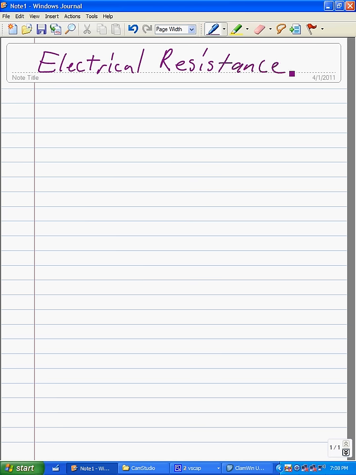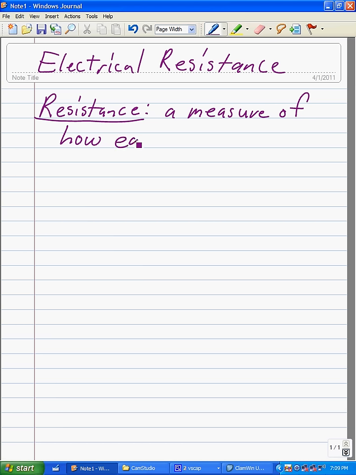We've already introduced the concept of resistance through the readings, through previous lectures, through class discussions. But to refresh you, if you don't remember, resistance, when we talk about it in terms of electricity, is a measure of how easily electric current moves through an object or device.